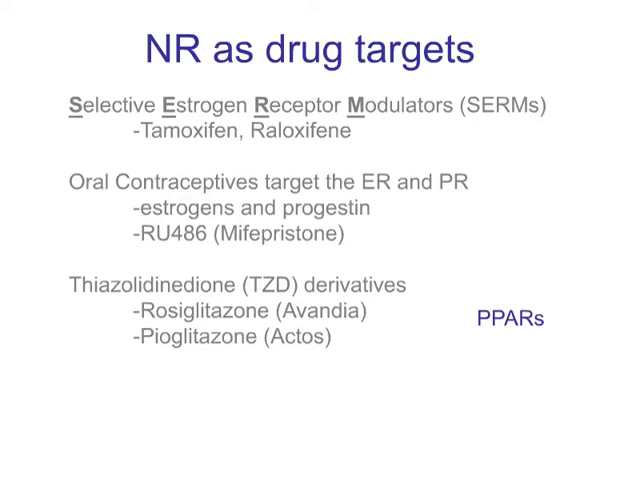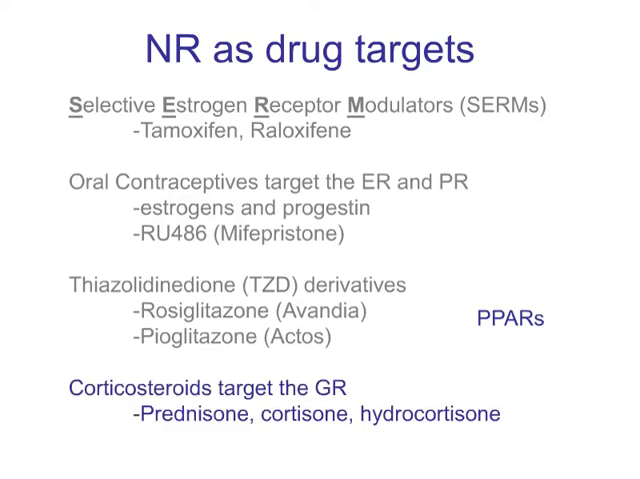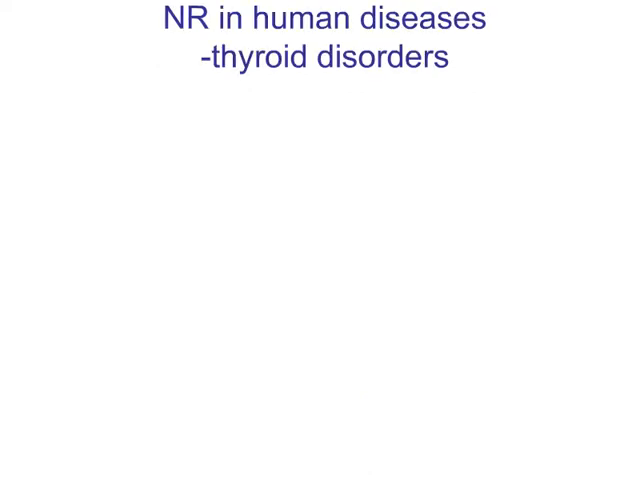TZDs bind to nuclear receptors known as peroxisome proliferator-activated receptors, or PPARs. These drugs specifically target PPAR gamma. PPAR gamma regulates genes involved in the control of glucose and lipid metabolism in muscles, adipose tissue, and liver. The glucocorticoid receptor is a target of many corticosteroid medications, including cortisone, hydrocortisone, and prednisone, to treat a variety of conditions.